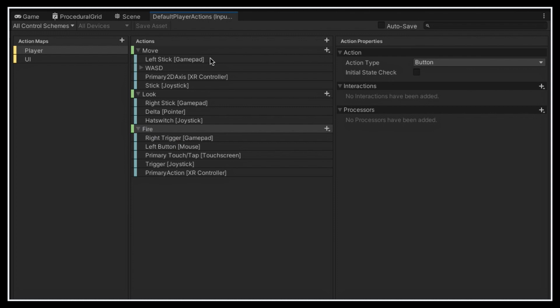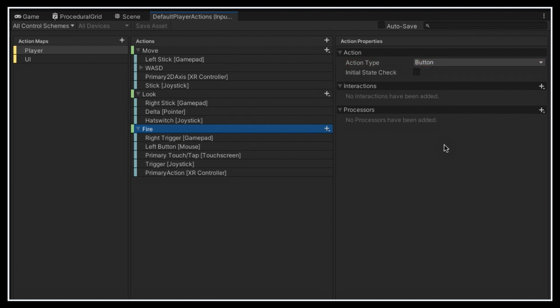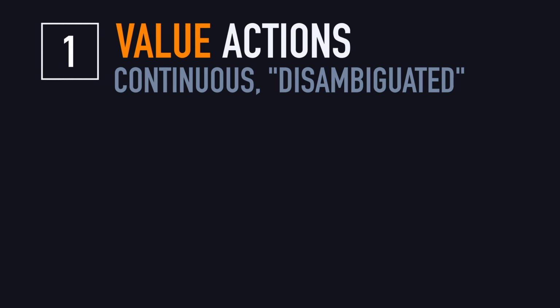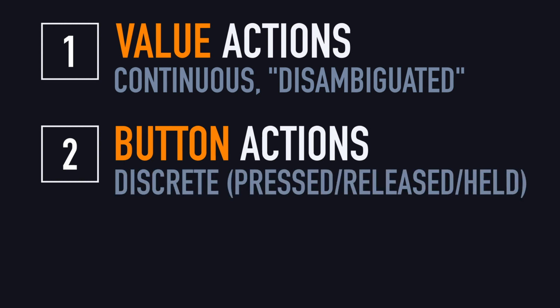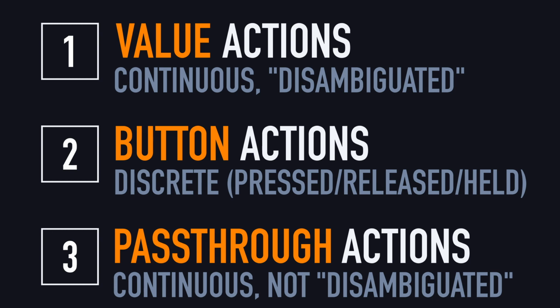But let's take a closer look at our bindings, and in particular discuss the types. You see that the move and look are both actions of value type, whereas the fire action, which we will rename to jump shortly, is a button action. In short, the new input system provides us with three action types. We have value actions, for inputs that need to be tracked continuously and that require disambiguation, typically used for sticks or keyboard arrows. Then we have button actions, for discrete inputs that are pressed, released, and held. And finally, we have pass-through actions, that are similar to value actions, but they bypass the disambiguation process, which allows you to get and consume inputs from all controls at once if need be.